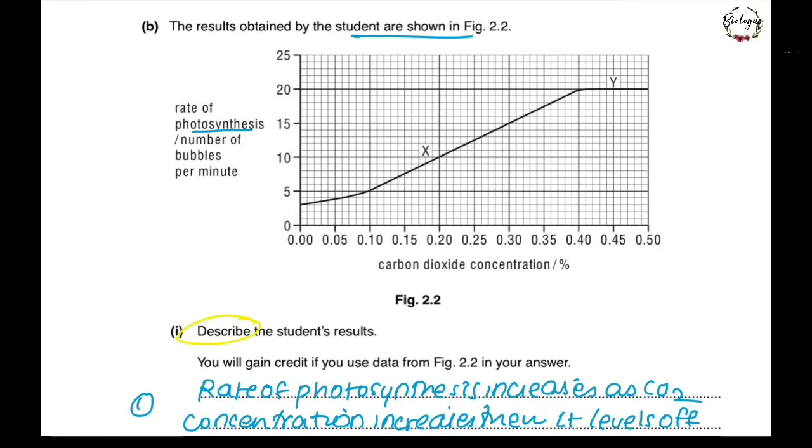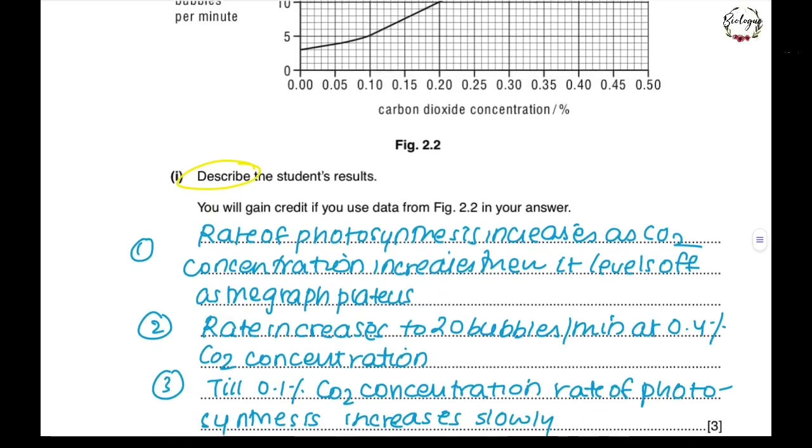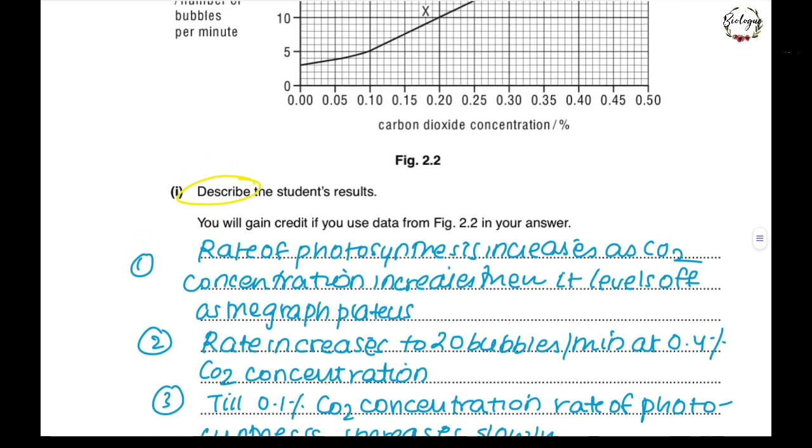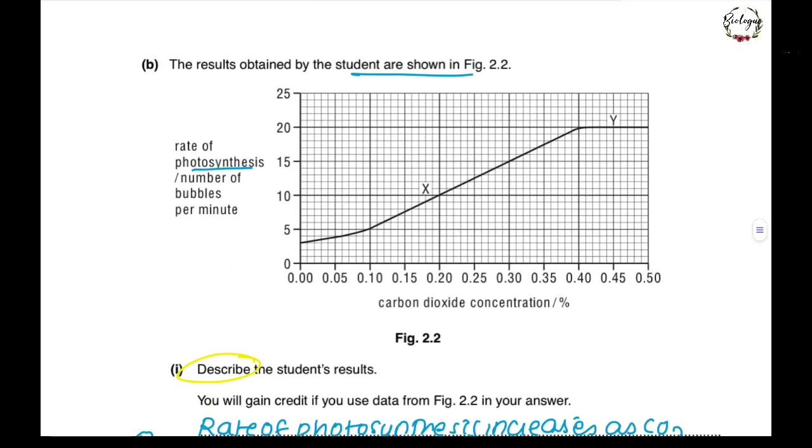Alright, so if we look at this, the next point is that it levels off as the graph plateaus. When we say graph plateaus, we mean this region. This region is where the graph plateaus. So this is where the graph levels off. And the rate of photosynthesis remains constant.